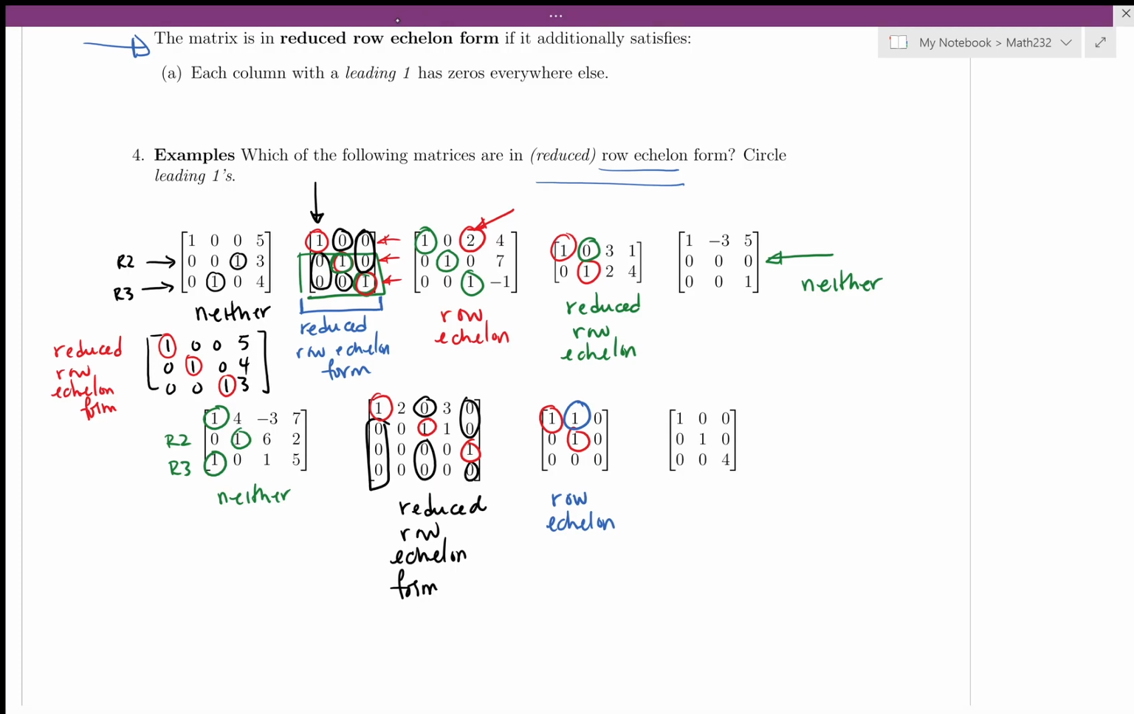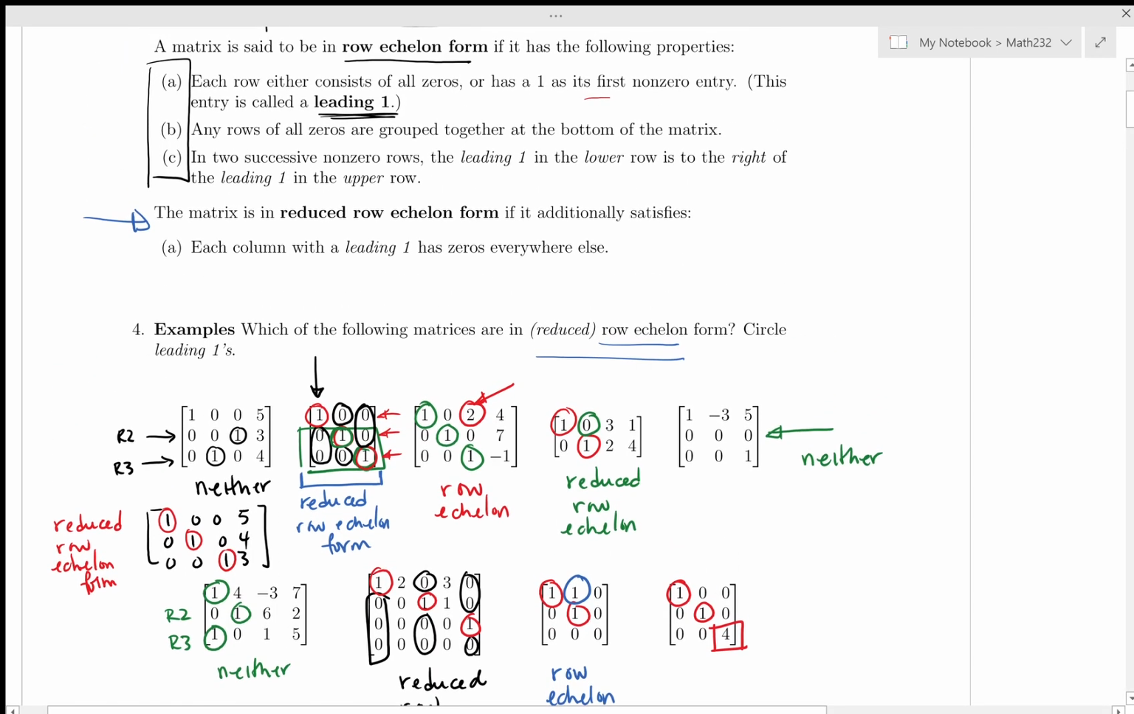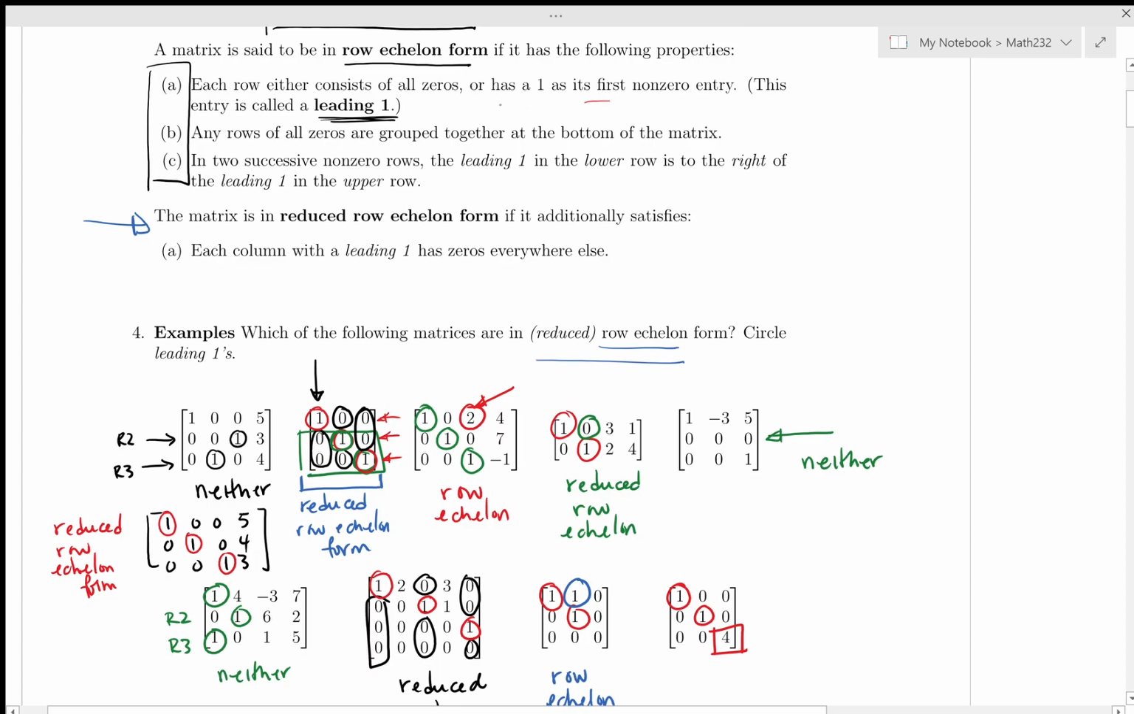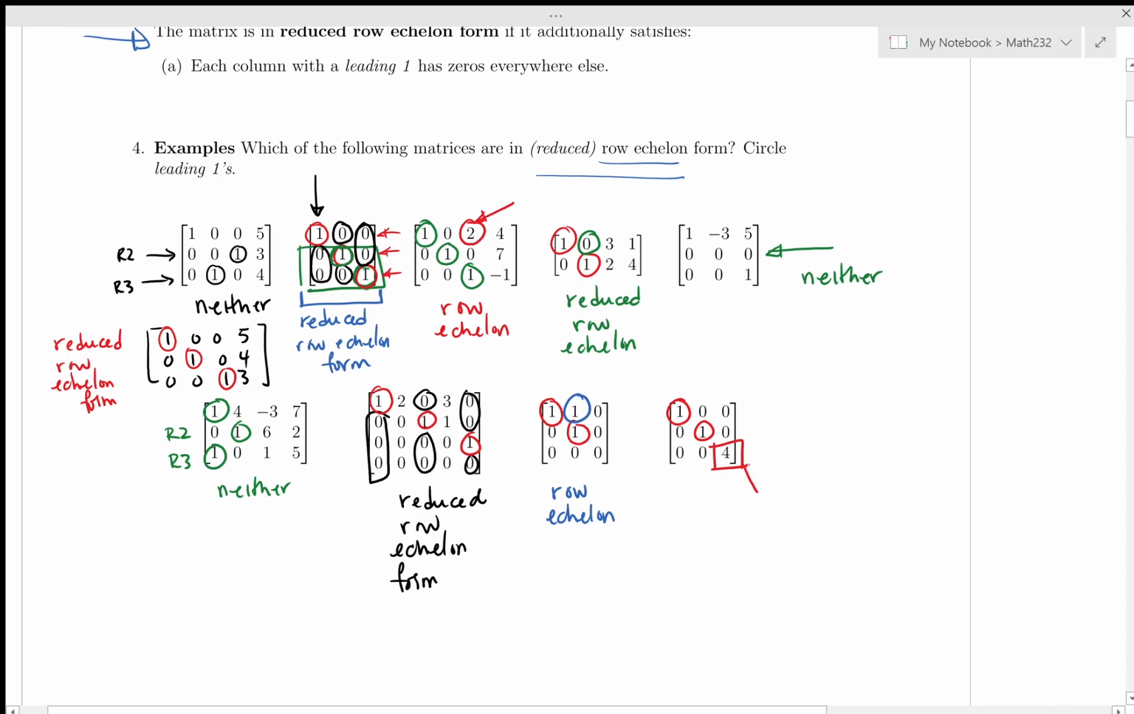And then let's look at the last one here. I've got a leading 1 there, a leading 1 here, and there's a 4 here. So the first number in that row is a 4, and we have the rule that each row consists of either all zeros or has a 1 as its first non-zero entry. So that fails on the 4 here. That is a problem, so this is neither.